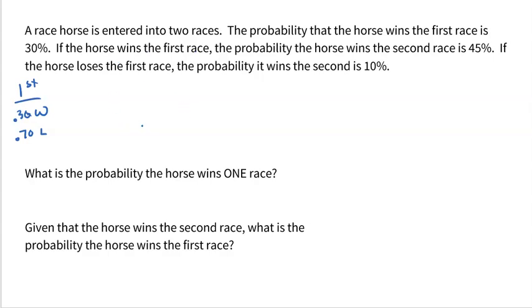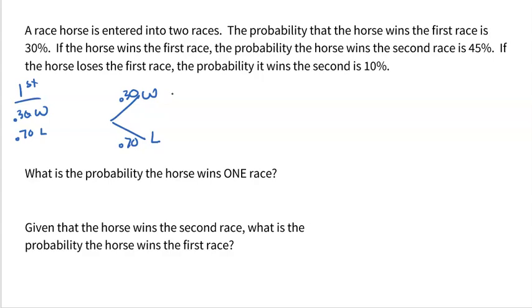So let's draw a tree diagram. This is going to really help me. So first race, win or lose. 30% chance of the win, 70 for the loss. Okay, here we go. See, I got to follow the branch, right? Because it says if, it is conditional. If the horse wins the first race, okay, so now I'm on this top branch here.